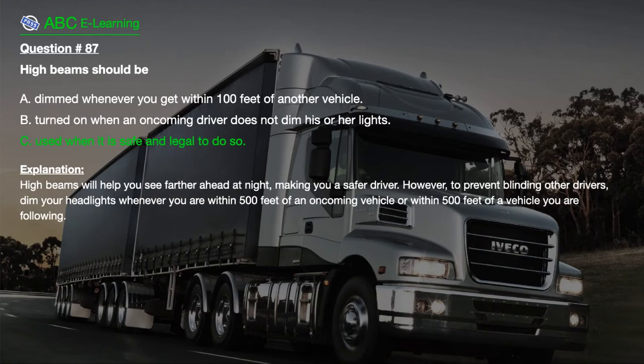The correct answer is here. C. Used when it is safe and legal to do so. Explanation. High beams will help you see farther ahead at night, making you a safer driver. However, to prevent blinding other drivers, dim your headlights whenever you are within 500 feet of an oncoming vehicle or within 500 feet of a vehicle you are following.